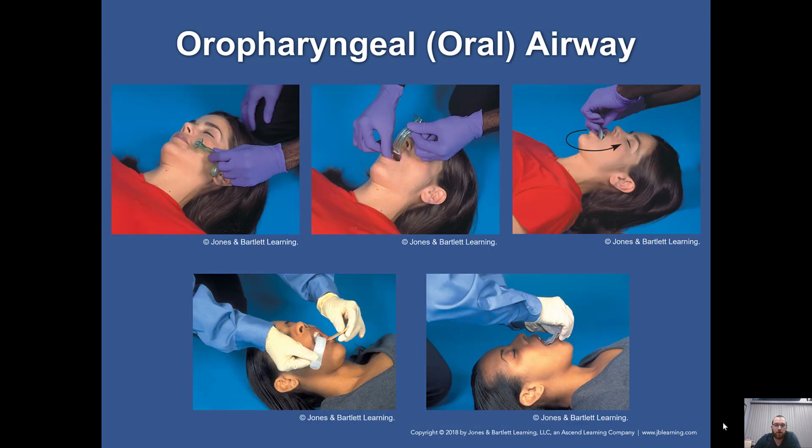Measurement wise, you should measure again, corner of the mouth to the earlobe. We don't do what they're showing in the picture anymore, which is the OPA being inserted fully upright and then the 180-degree turn. That's what it used to be. It's what some of you undoubtedly learned. That's what I learned when I went through EMT school: you insert the OPA completely upright and then rotate 180 degrees down to the base of the tongue. Now they say insert it sideways and just rotate the 90, right? Less likely to cause some trauma to the soft palate and the hard palate on the roof of the mouth.